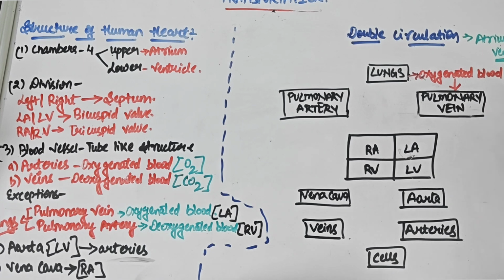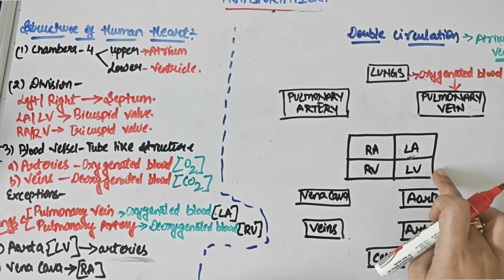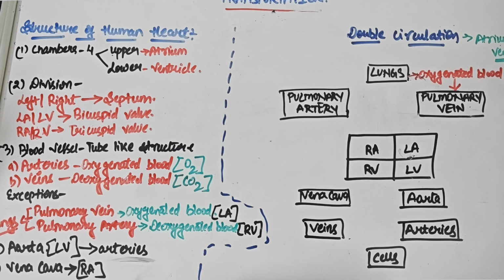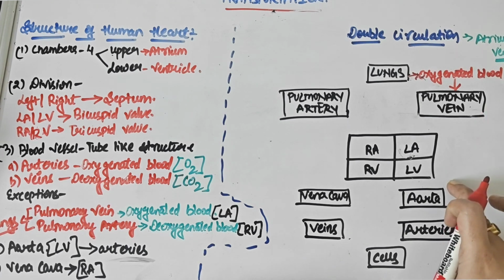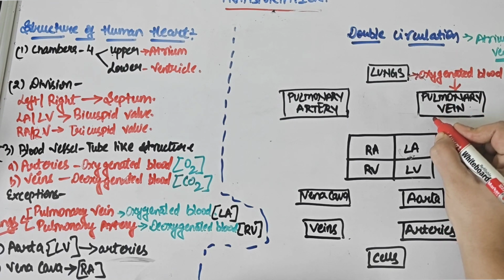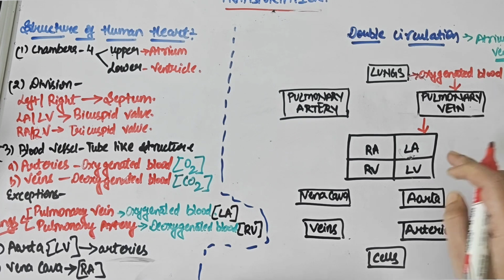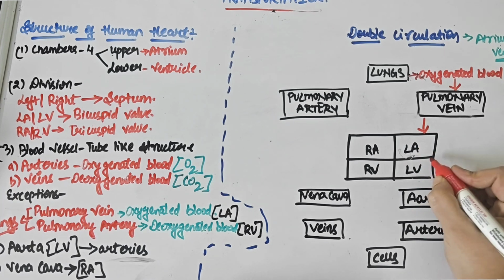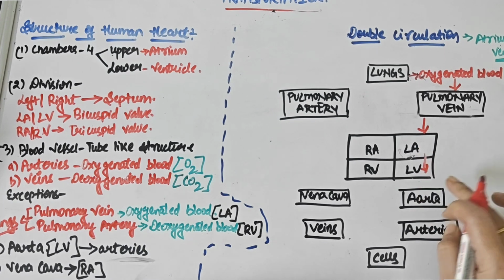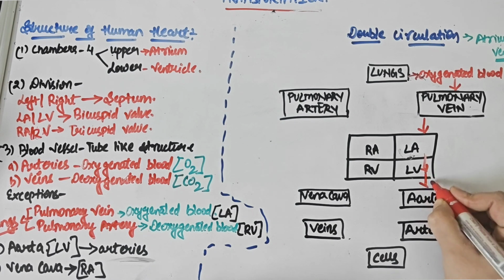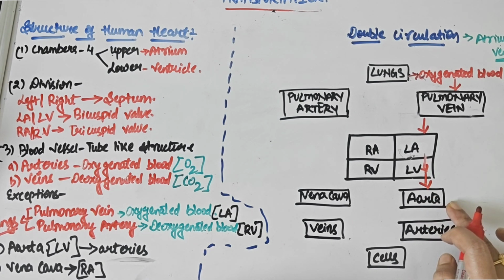Now this pulmonary vein will transfer the blood to the heart. So what is the ground rule? Where will the blood flow? From atrium to ventricle. So the pulmonary vein will transport the blood first of all to the left atrium. From the left atrium it is going to go to the left ventricle, and from the left ventricle it is going to go to the aorta.